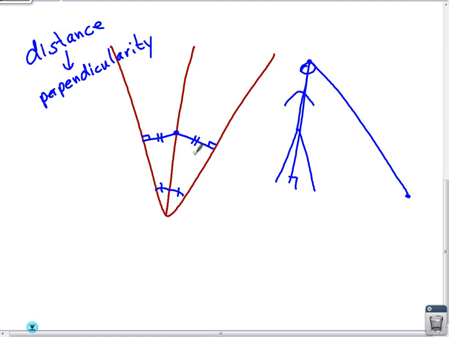So anytime you have an angle bisector, any point on that angle bisector will be the same distance. Okay, if I pick the point up here, measure the distance to here, the distance over to here, it's going to be the same distance from each side of that angle.